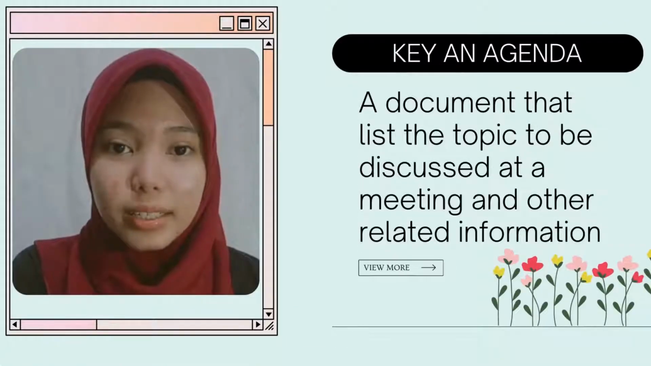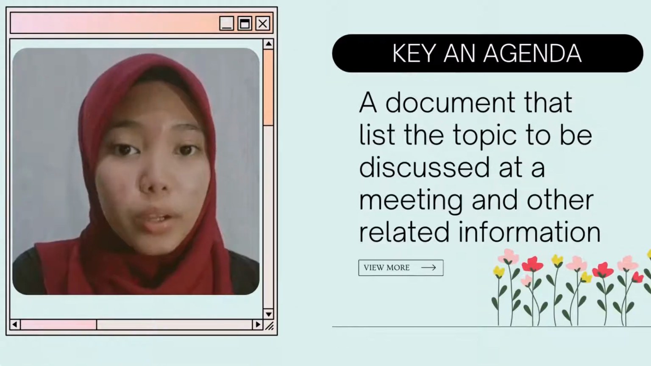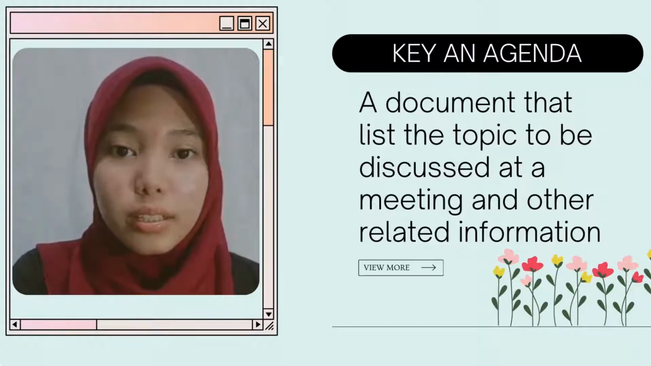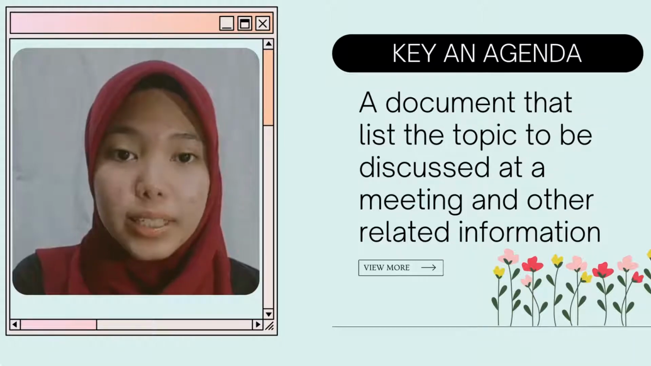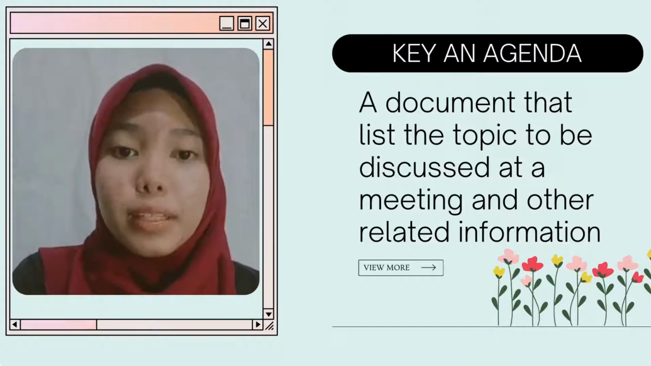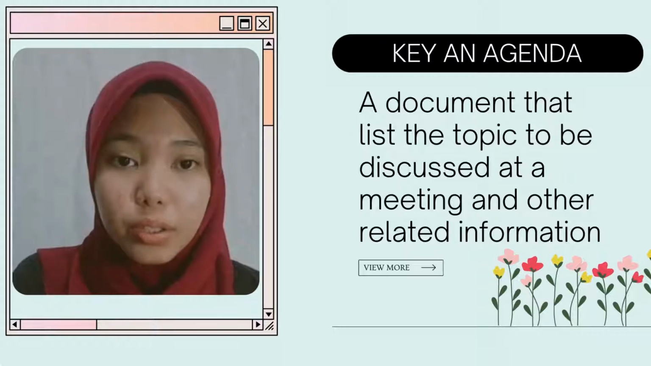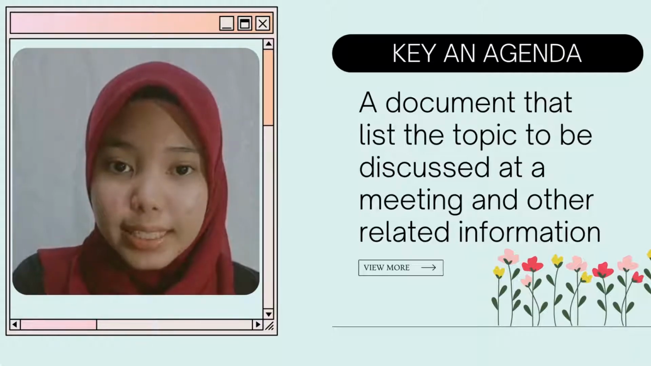Next is key in agenda. What is an agenda? An agenda is a document that lists all the topics to be discussed in a meeting and related information. The agenda items are commonly decided by the person who called the meeting, and all of the participants will receive a copy of the agenda.